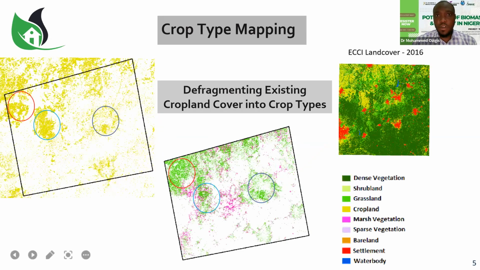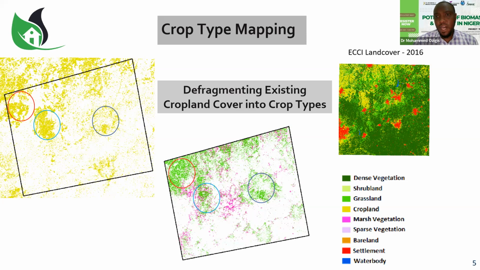So going to the first content now, which is actually on crop type mapping. The previous speaker talked about land use land cover maps as an essential ingredient or tool for crop type mapping. And this is the case here as well. So we rely on existing land cover maps, and this is because we know the source of our land cover map. The source in this case is the European Space Agency Climate Change Initiative, which is the ECCI data on the top right corner of your screen.